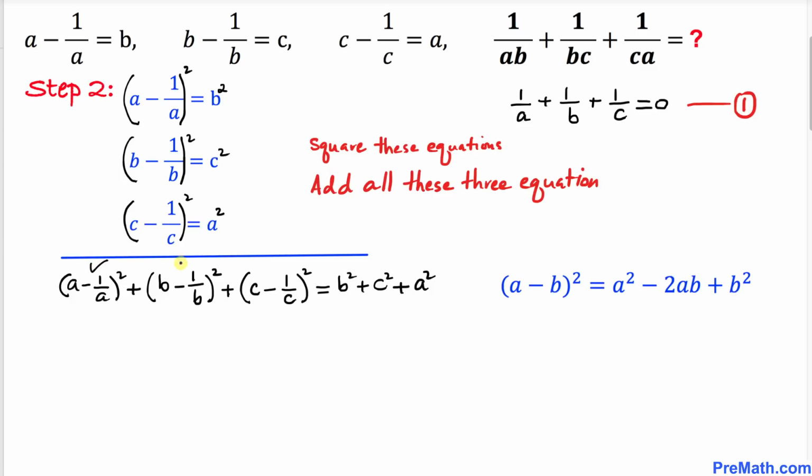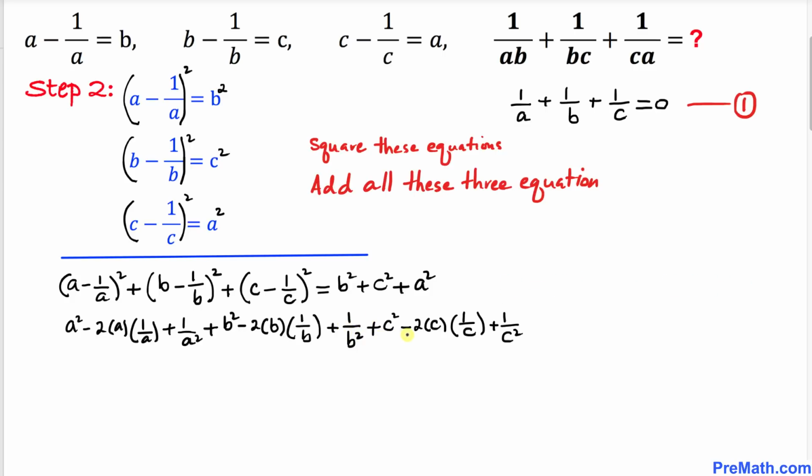Now let's expand all these binomials by using the well-known formula for A minus B square. So that's going to be A square minus 2 times A times 1 over A, and then plus 1 over A square. Likewise, plus B square minus 2 times B times 1 over B, and then plus 1 over B square, plus C square minus 2 times C times 1 over C plus 1 over C square equals, on the right hand side, B square plus C square plus A square.